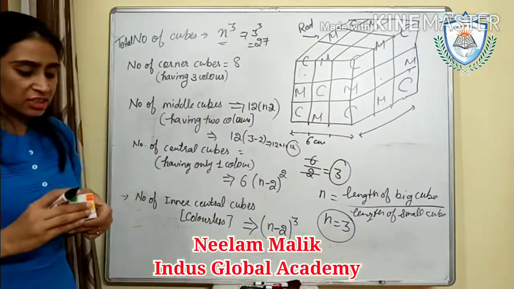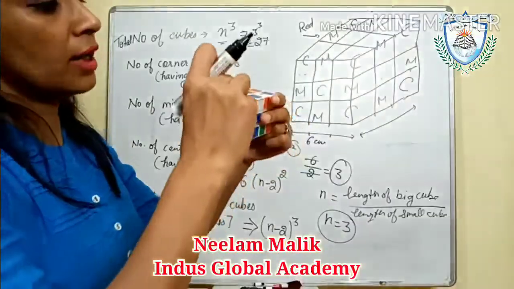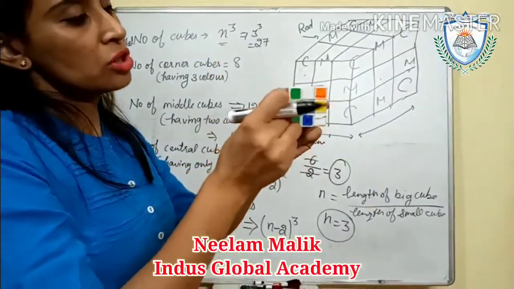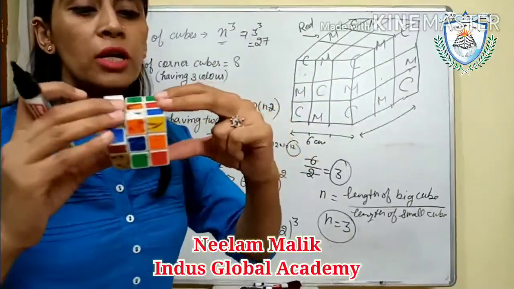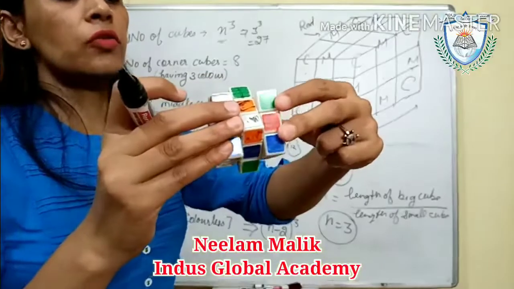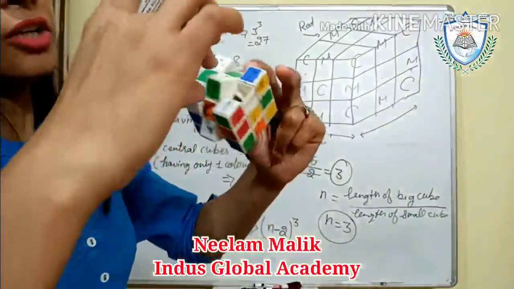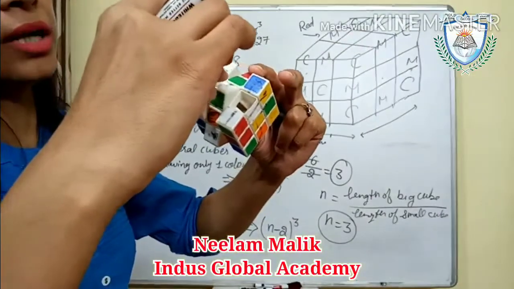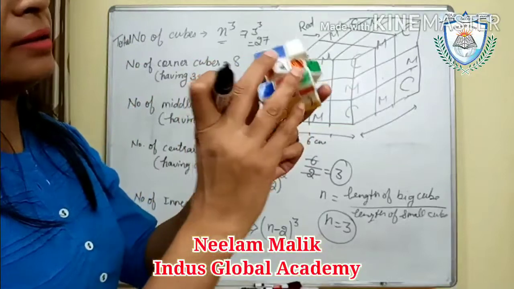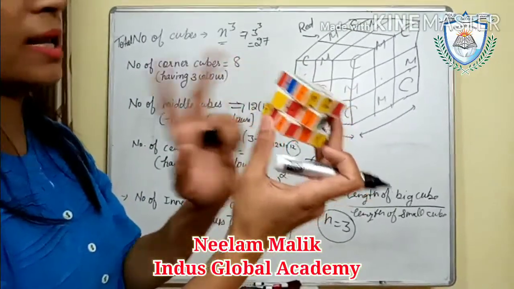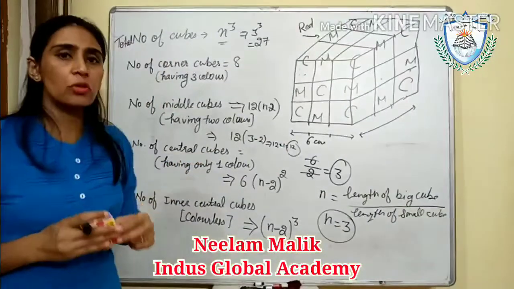Okay, so let's count. I have this cube that has two colors. 1, 2, 3, 4. 4 here. Now 4 here. 4, 4, 4, 4, 8. This one also has two colors. So 4, 4, 8, 9, 10, 11, 12. And our answer is also 12.